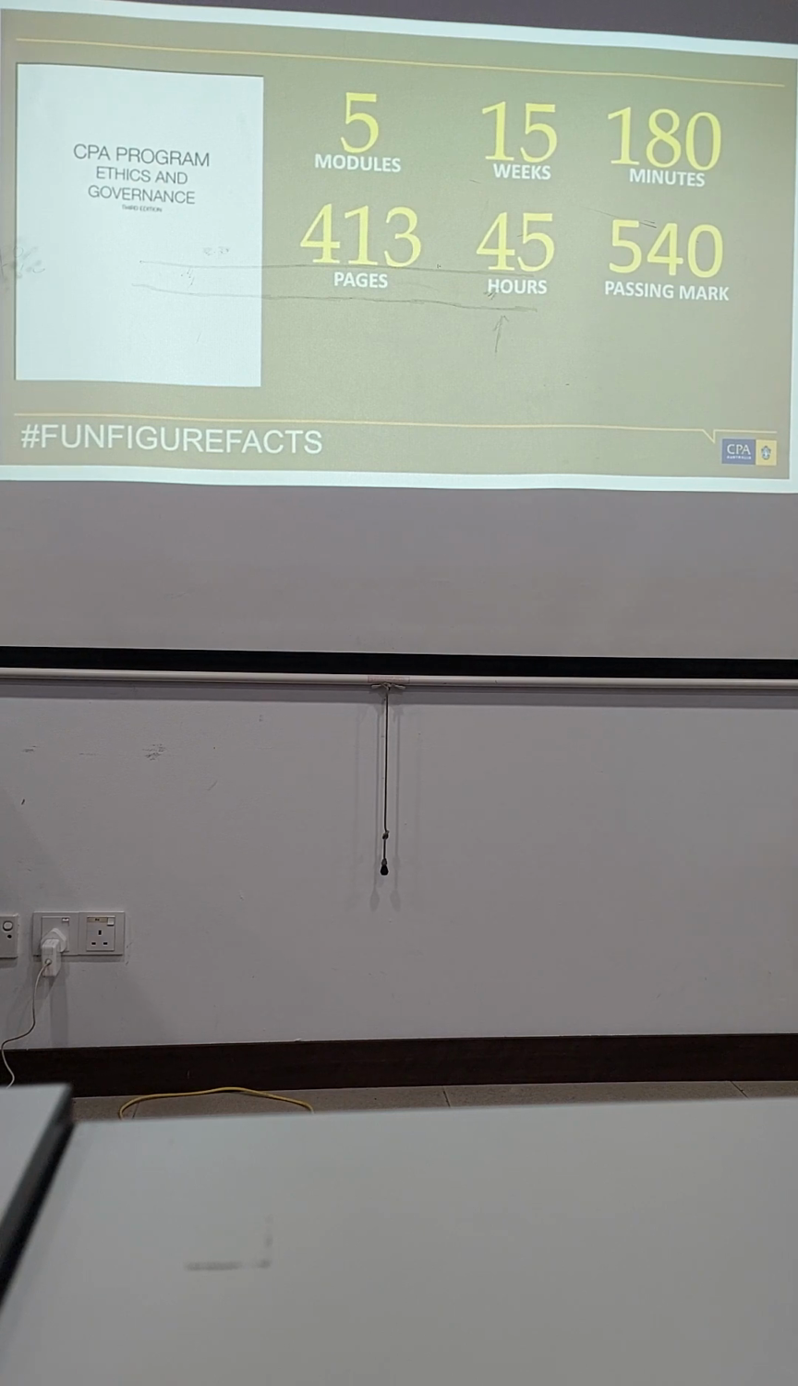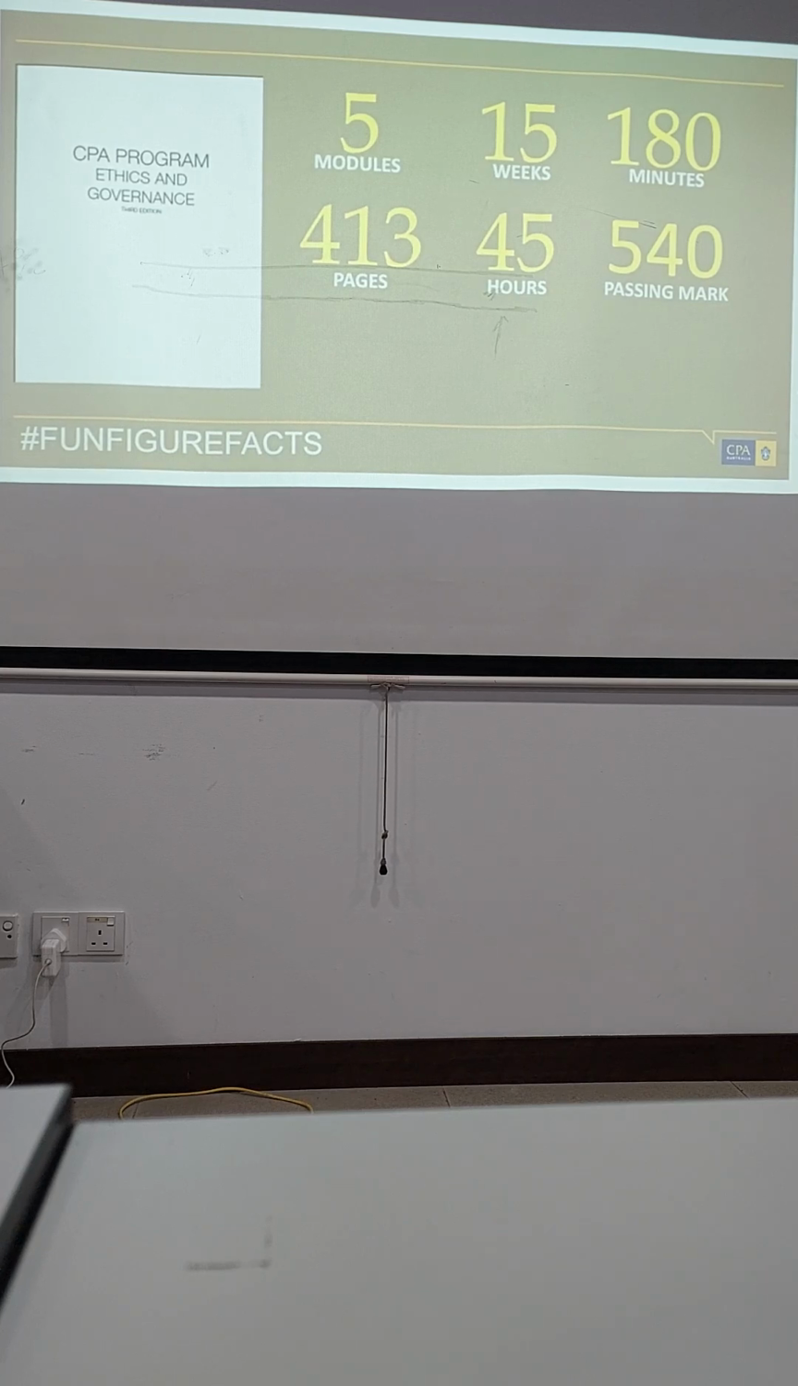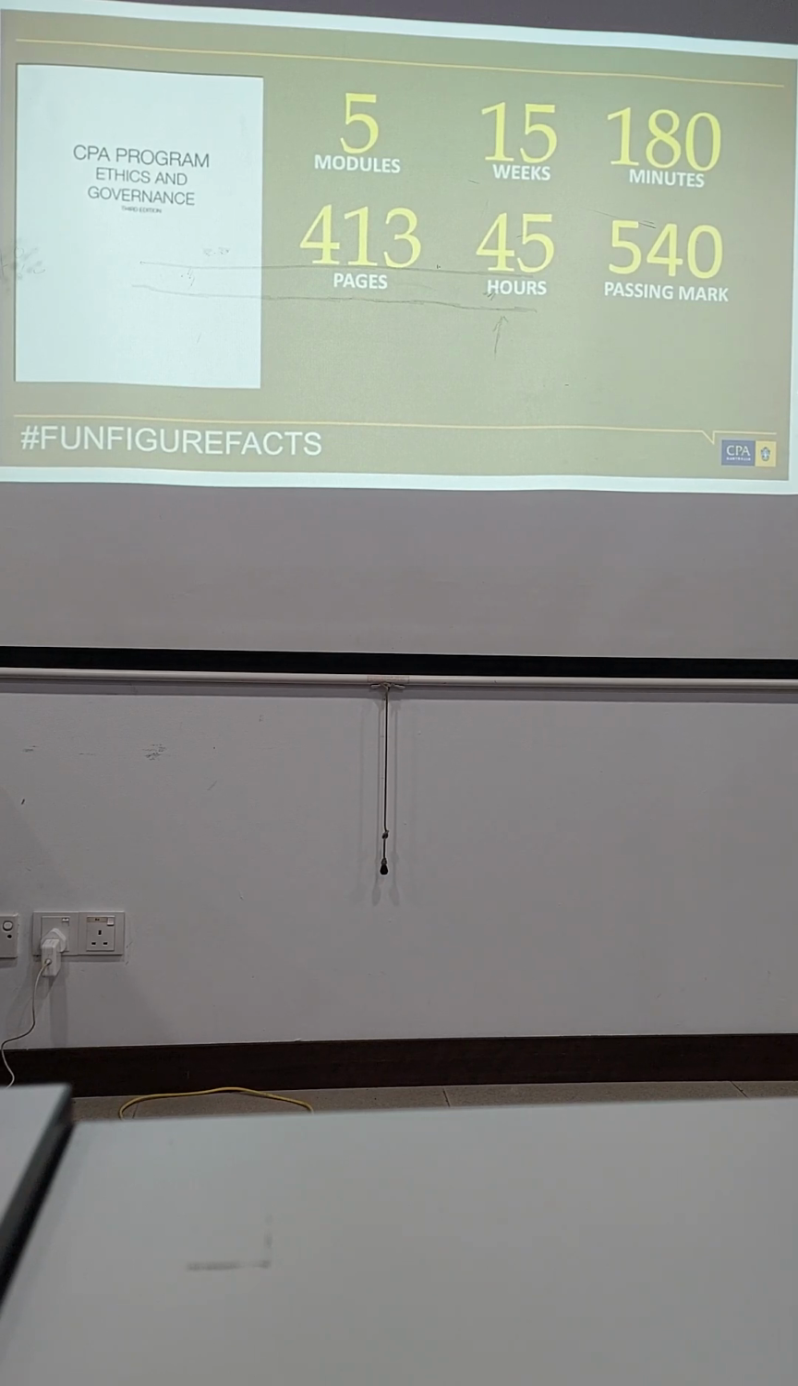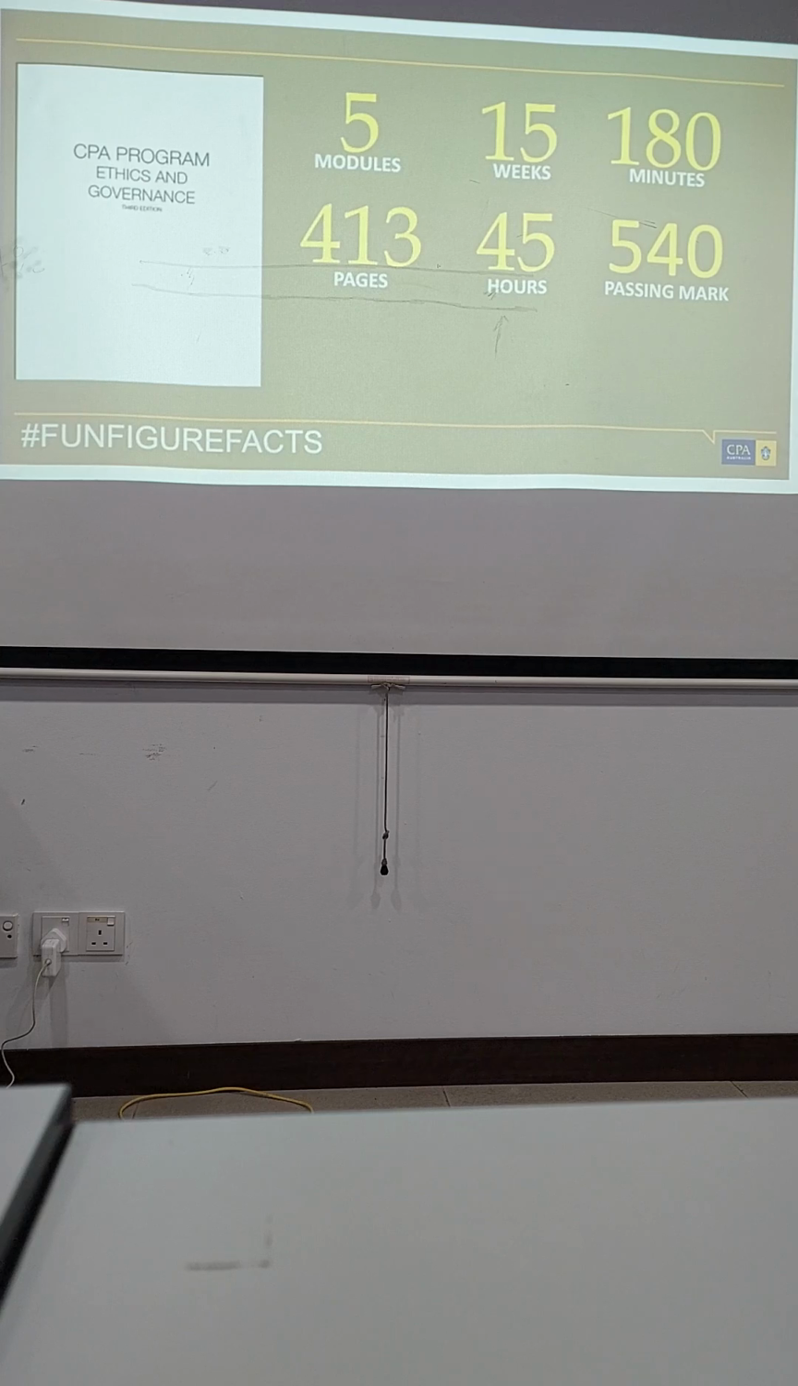540 passing. Okay, this is very important. In CPA, they use this mechanism to show the passing mark of the paper, and this applies to all CPA papers. 540 upon 900 marks. How many percent is that? 60%. Slightly higher than your normal paper. Usually 50 or 40 you can pass, but for CPA Australia you have to pass at 60%.